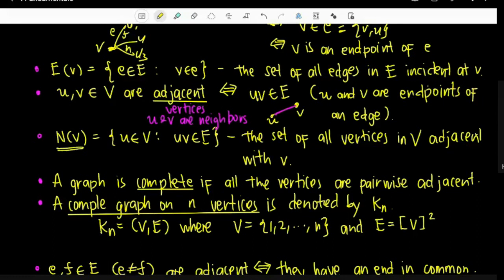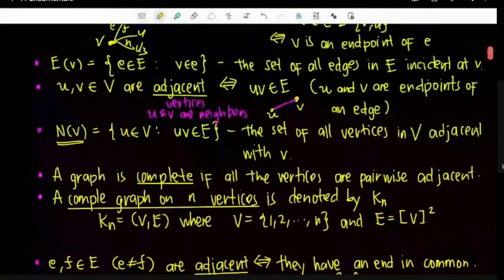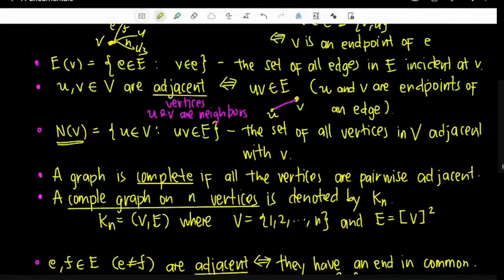Yan. A complete graph on n vertices is usually denoted by Kn. So, K sub n. Hindi na C, kasi yung C ay nakuha na ng cycle, kaya K na ang representation. So, later, we'll discuss about a cycle. So, yun yung C sub n. So, pag K sub n, that's a complete graph on n vertices.